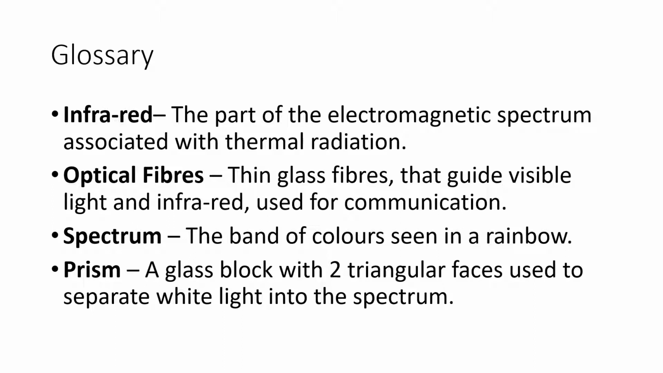Spectrum is essentially the band of colors we see in the rainbow, but can also be used to refer to any range of frequencies in the electromagnetic spectrum. And a prism is a glass block with 2 triangular faces used to separate white light into the spectrum.